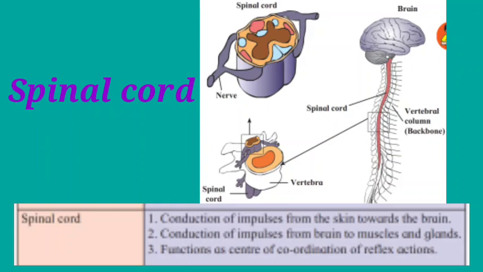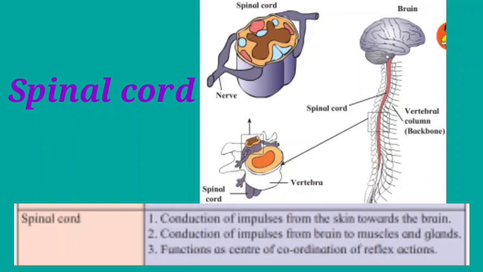First one is the conduction of impulses from skin towards the brain. Means if anything happens to your skin, suppose some burning or pricking or something like that, the message is given from the skin to your brain. And the second function, again vice versa, is conduction of the impulses from the brain to the muscles and the glands. So suppose something happens, the brain passes on the message from the brain to the muscles, and the muscles do the action.